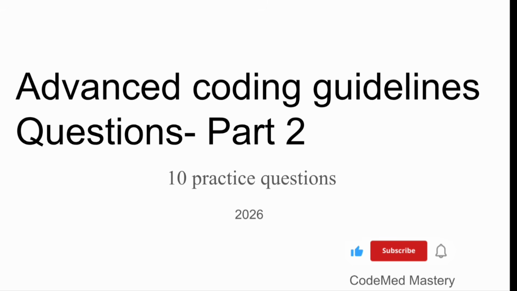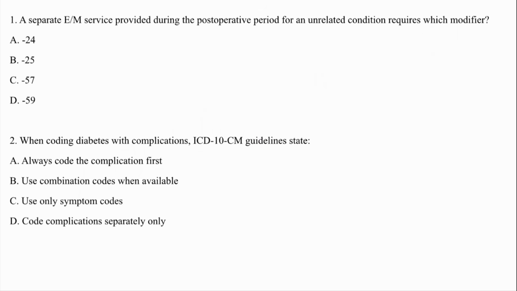Let us start with the first question. A separate E&M service provided during the post-operative period for an unrelated condition requires which modifier? 24, 25, 57 or 59.